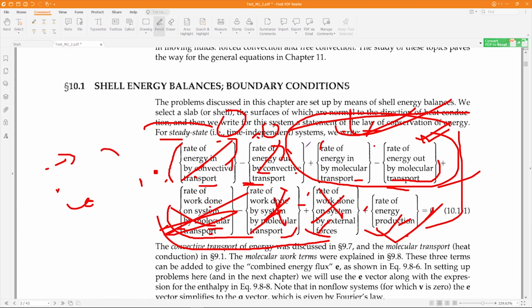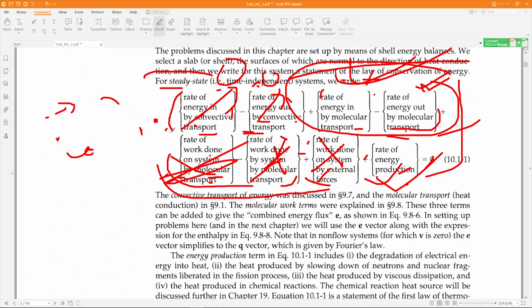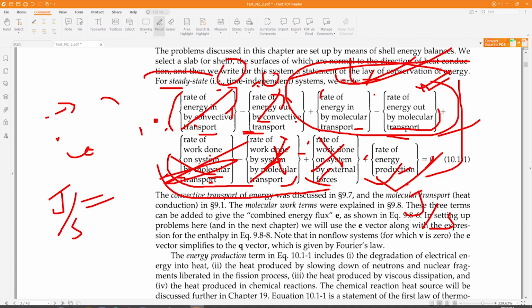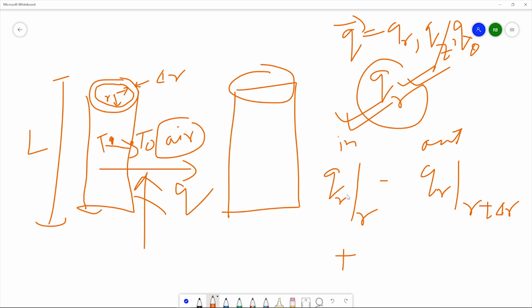One more thing. In this shell energy balance, the rate of energy in is joule per second, and the rate of energy production should also be in joule per second. Since QR is flux, which is joule per meter square per second, but we need only joule per second for the shell energy balance, you have to multiply with the area. What is the area of the thin shell? That is a curved surface, so 2 pi r l, because we have taken radius r and length l.